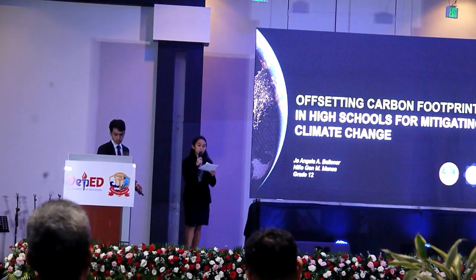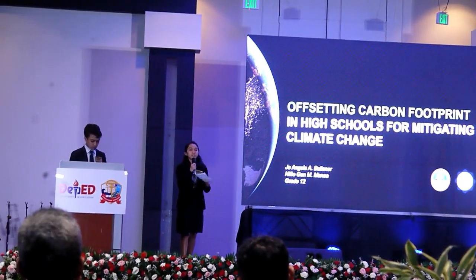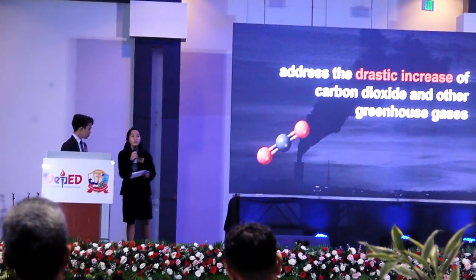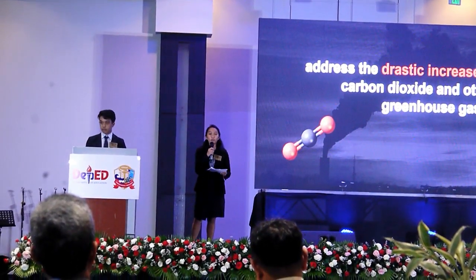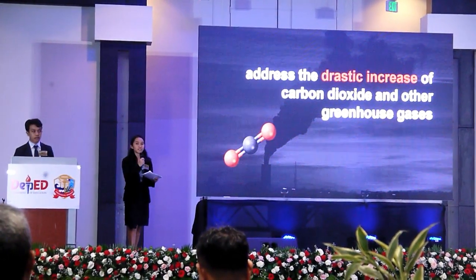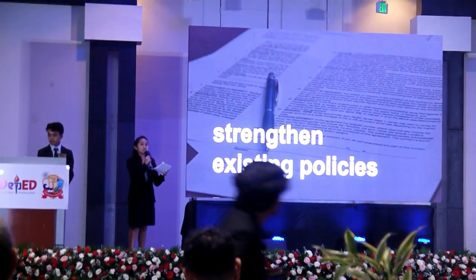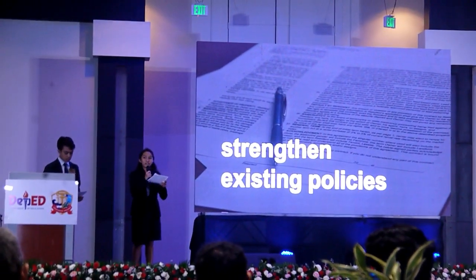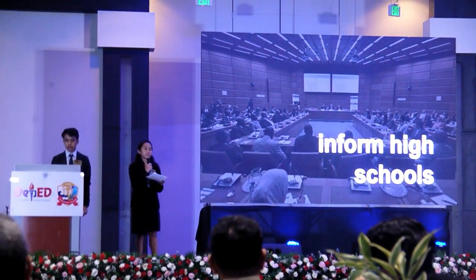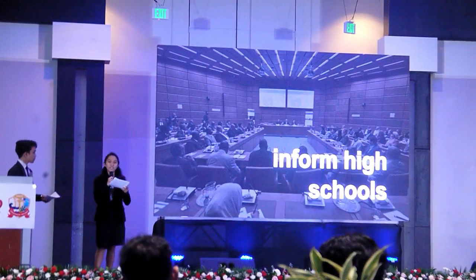So with those scenarios, with those problems that we encountered, the proponents of the policy would like to focus on the secondary school to calculate their carbon footprint and also show the existing policies that should be strengthened in order to lessen our carbon. This would like also to address the drastic increase of carbon dioxide and other greenhouse gases emitted by the high schools. These policies want to strengthen existing policies that will be tackled later in order to lessen our carbon footprint. And it would like to inform us, students, teachers, stakeholders, so that we can do further research, develop, and plan more activities in order to lessen our carbon emissions.